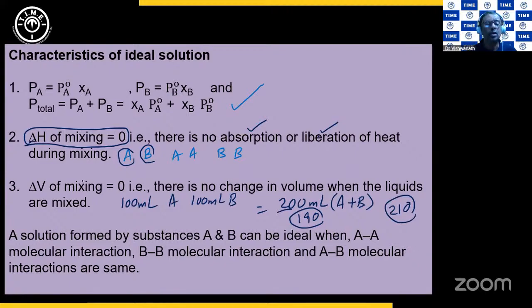But an ideal solution will not do that. Delta V, volume of mixing, is zero. There is no shrinkage, there is no swelling. Here, there is no change in the volume. No heat liberated or absorbed, and obeying of the Raoult's law. And all these things are possible because there is a uniformity of forces.